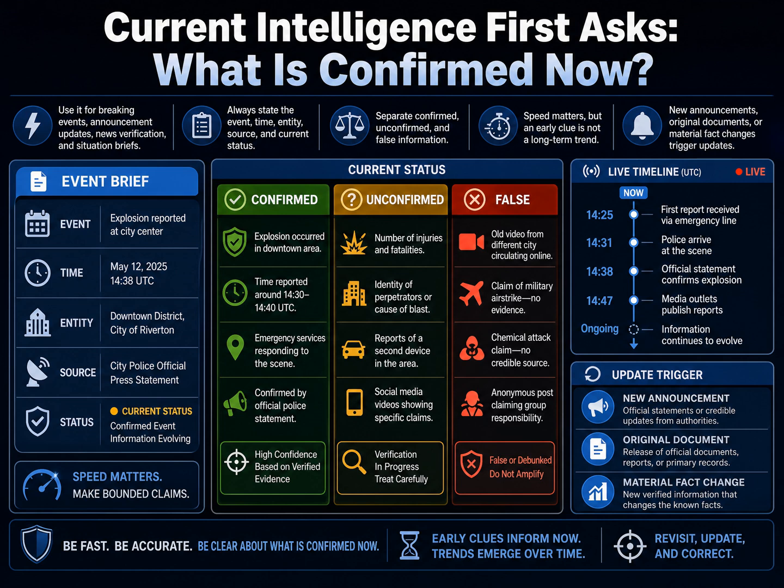Suppose the company website really removed 10 job postings. That is confirmed. Whether this means business contraction is not. If social media says the company has closed, but official records and local reporting contradict that claim, mark it as false or unsupported rather than letting it contaminate the brief. Speed matters, but speed does not give us permission to write the future early. A current brief often ends with the next update time and the evidence that would trigger it.